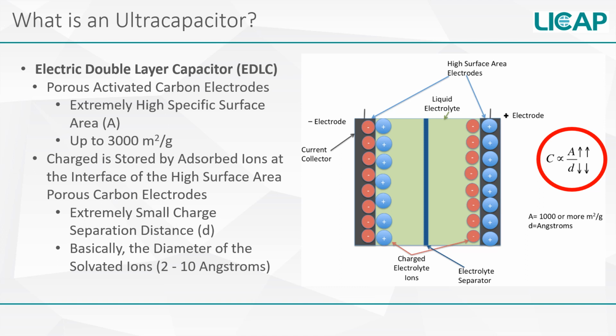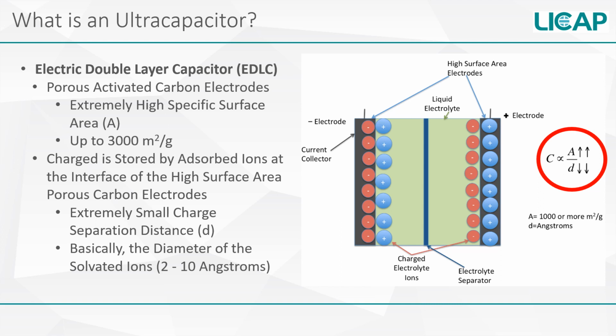Let's refer back to the capacitance equation. Take a look at the image circled in red at the right. Capacitance is directly proportional to the area and inversely proportional to the distance between the positive and negative charged surfaces. So, an ultracapacitor has an extremely large surface area, a porous carbon matrix, on the order of 3,000 square meters per gram. That's a little more than half a football field in 1 gram of material. That's crazy. So A is very large.